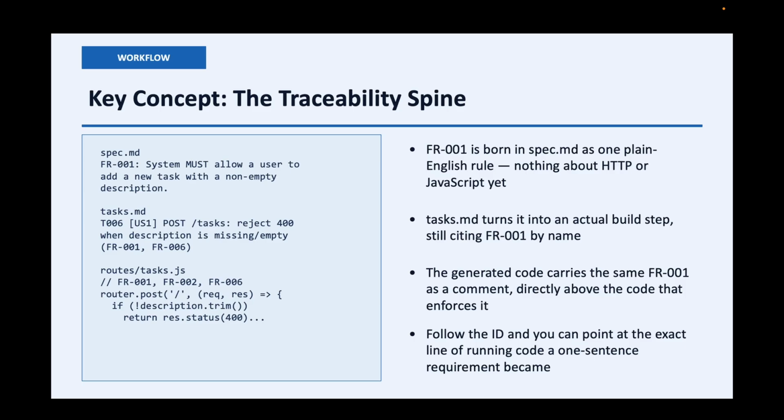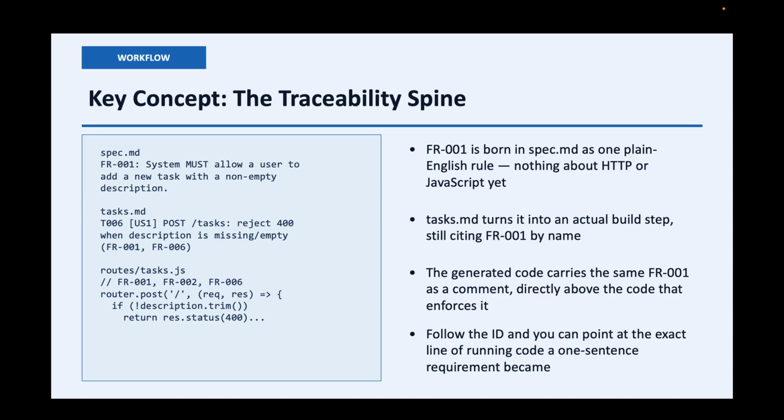From the very beginning, when we have the spec markdown, at this example, we can see there's just one very high-level, simple English rule. Here we're just saying, the system must allow a user to add a new task with a non-empty description. There's no complicated technical jargon. There's nothing that we're saying we have to do this or that yet.